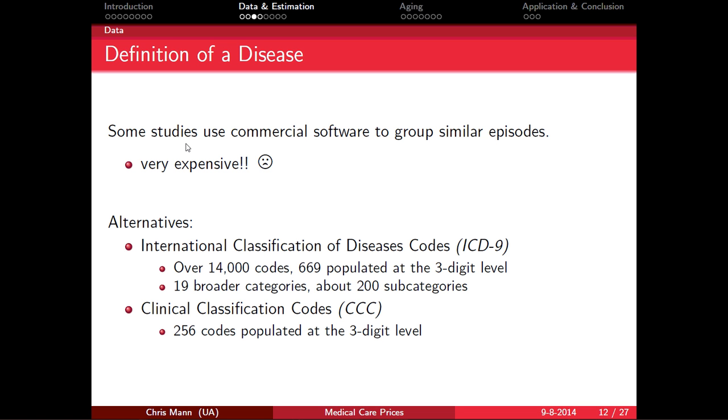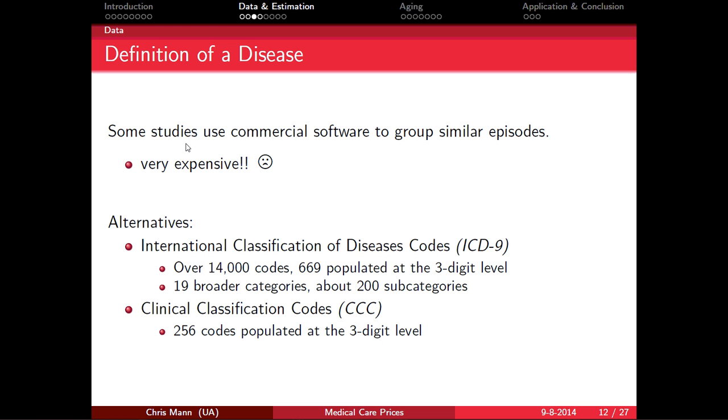Now, a lot of studies will use commercial software, like the medical episode grouper, right? But these are expensive, and since I'm a graduate student, I don't really have access to that yet. Plus, there have been studies, specifically a recent working paper done in 2014, in which they show that which commercial software you use impacts the results significantly. And we're even going to see a little bit of that in my study here. Okay? So alternative ways that we can define diseases is we could use this ICD-9 code.